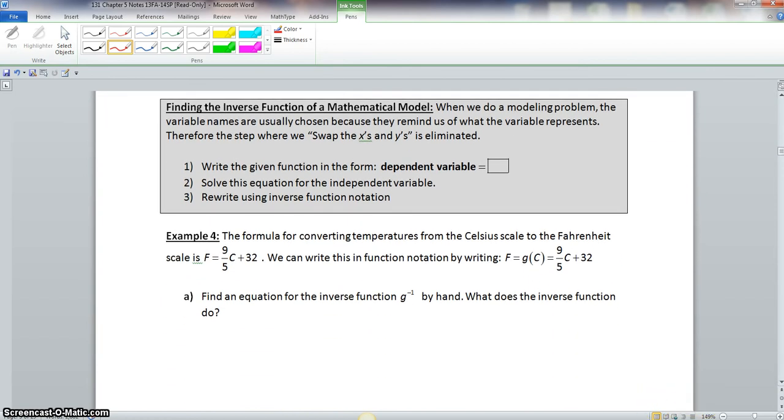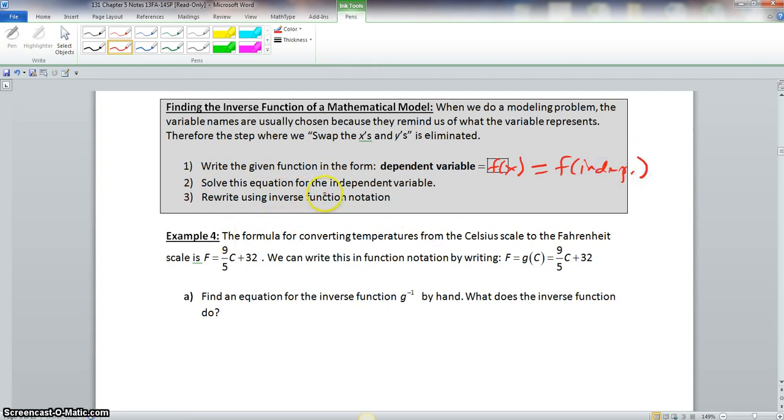We have finding the inverse function of a mathematical model. Now this is based on real world info or data. When we do a modeling problem, the variable names are usually chosen because they remind us of what the variable represents. Therefore, the step where we swap the x's and y's is eliminated. Write the given function in the form dependent variable is equal to f of the independent variable.